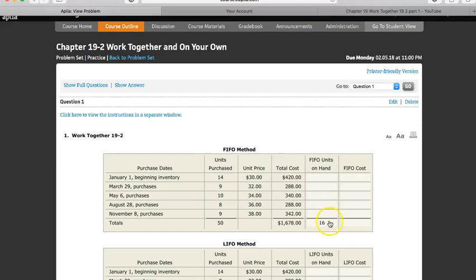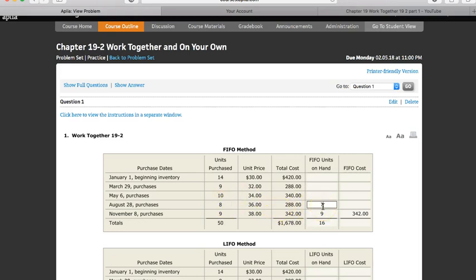I've already put this 16 here for the FIFO. We're going to start with FIFO, which is first in, first out, so we're going to use our last purchases first. So 16, we purchased 9 here, so 9, and we know that cost is $342 because 9 times 38 is $342, but we still need 7 more. So we're going to come up here, and we have 8, but we only need 7 more.